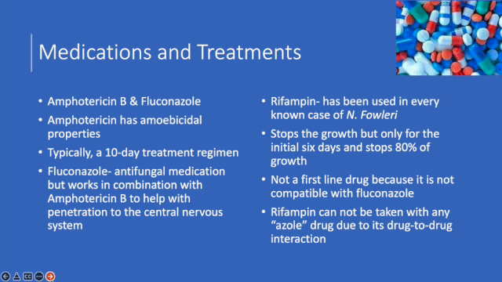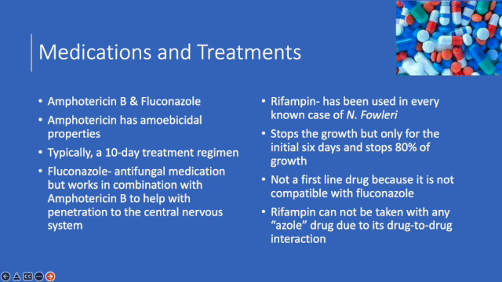So for medications and treatments, there's a couple different ways that they might treat this. So they will use amphotericin B and fluconazole, and so the amphotericin has amoebicidal properties, and so usually it's typically like a 10-day IV treatment, and they combine this with fluconazole, which is actually an antifungal medication.